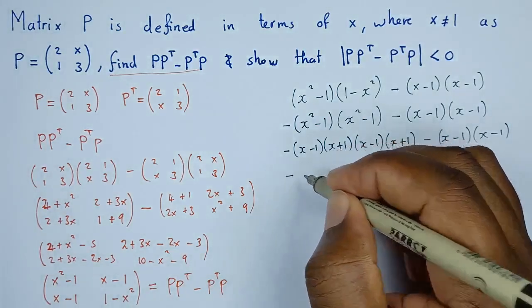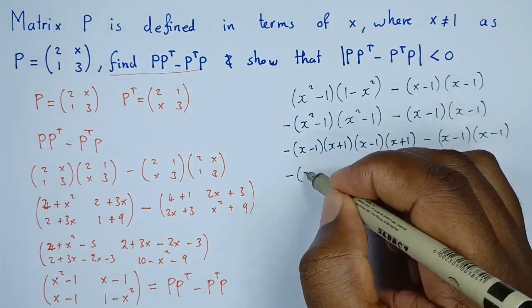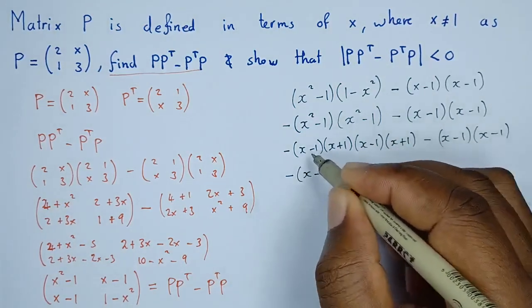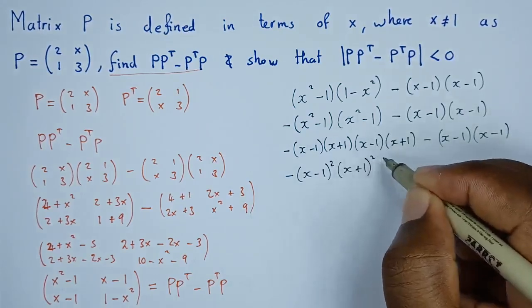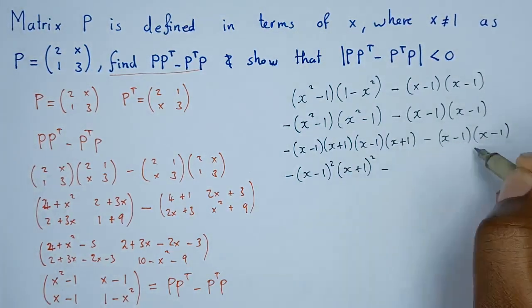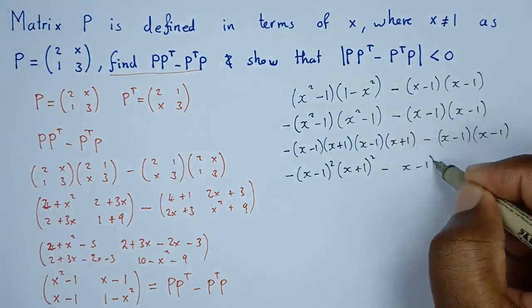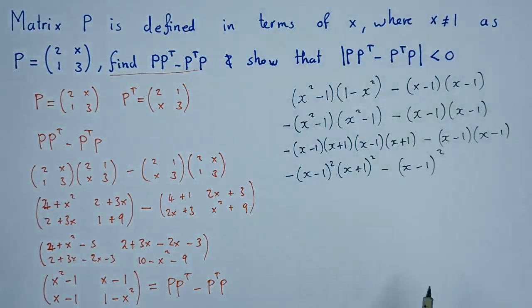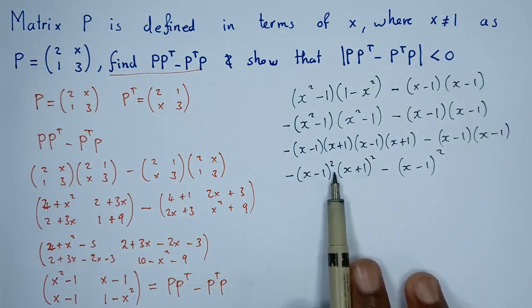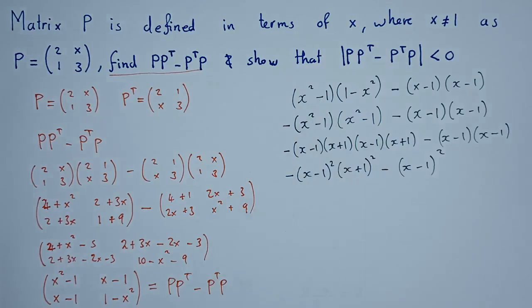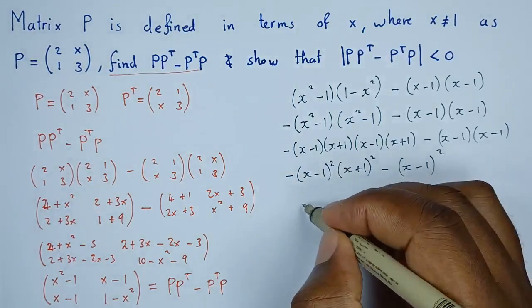So the negative is still there. Here we have x minus 1 squared, so this one and this one squared. Then x plus 1 squared, this one and this one. Minus x minus 1 squared. So we can see that x minus 1 squared is common. Please note that this is not the same as that. So let's factor it out.